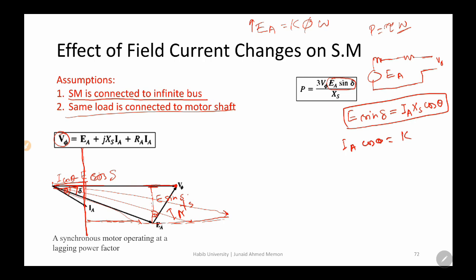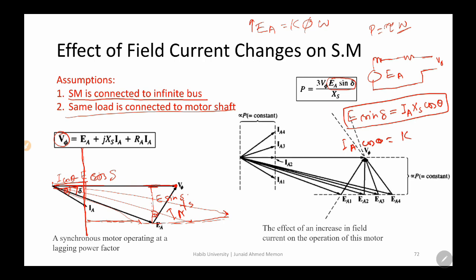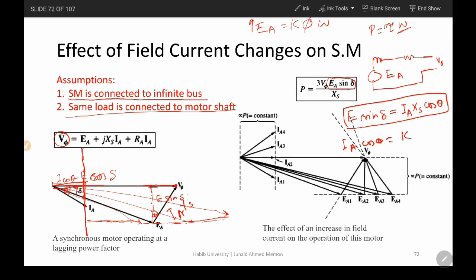To ensure these two conditions, the only way that Ia cos theta can stay constant while having the variation is that the magnitude of the current changes, and the phase angle, the power factor angle, also changes, such that the product remains constant. So now we are ready to see the variations in the diagram. Let me clear the screen.